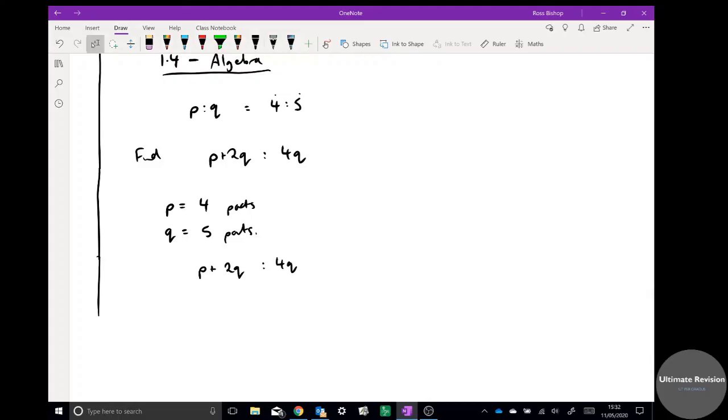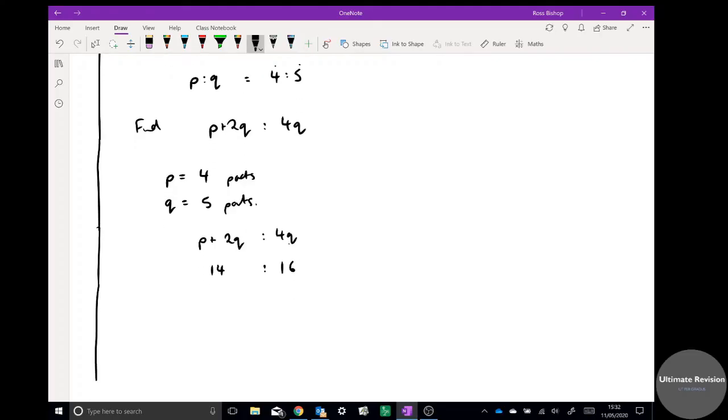So P plus 2Q is going to be 4 plus 10, isn't it? 4 plus 10, which is 14. And then 4 times Q is 16. So, and I can simplify that down, 7 to 8. That would be my answer, 7 to 8.